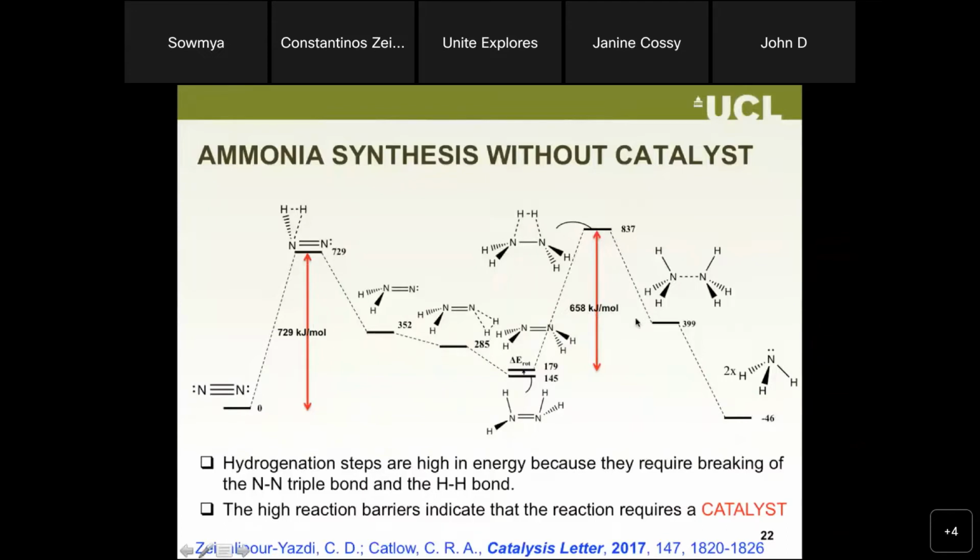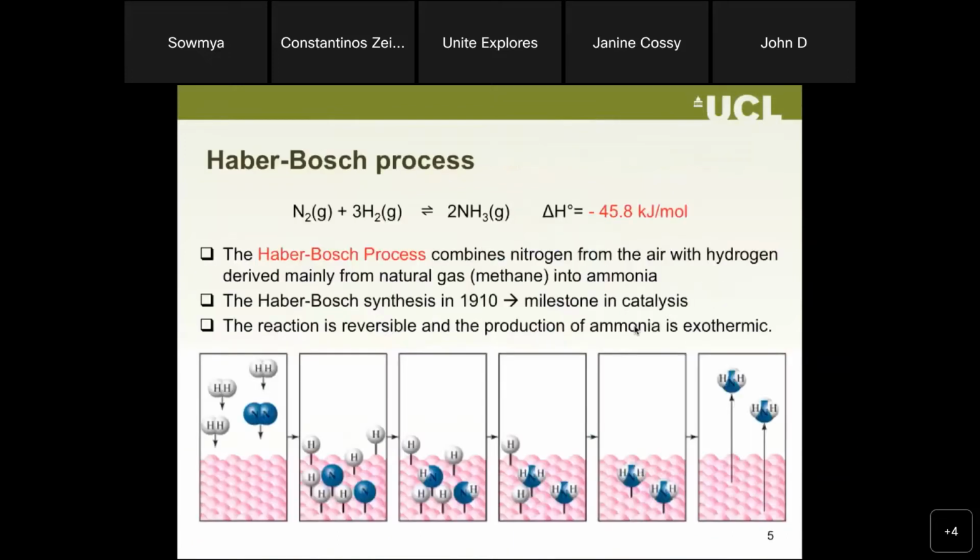And therefore, we definitely know from these Gibbs free energy calculations that we need a catalyst for the reaction to happen. The barriers are quite high.